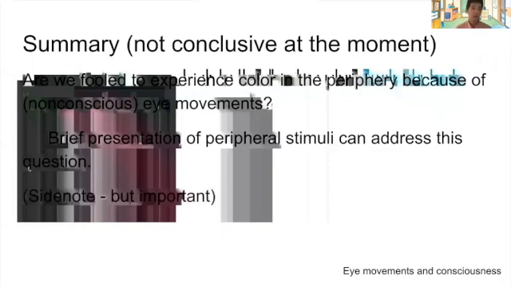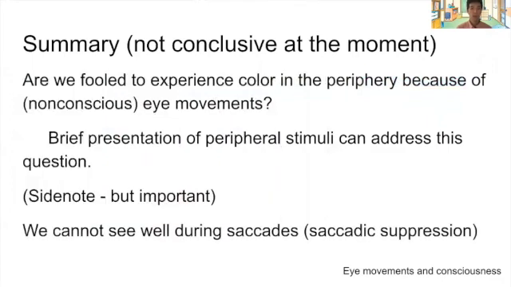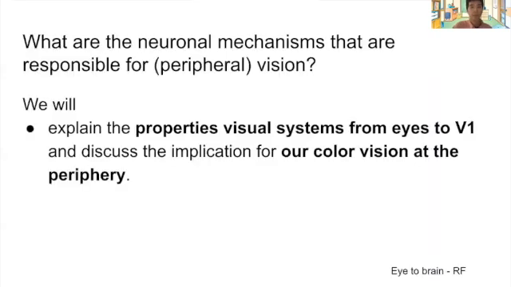Okay. And then as a side note, I would say that we cannot see well during the saccade. This is saccadic suppression. And as I emphasized, saccadic suppression should be happening at the beginning and the end of every one of the 3 saccades per second, but we don't see it. What we are experiencing is, in a sense, an edited world. How this experience comes about is really one of the hard problems that we are now getting closer to. So the next part of the video is going to talk about the neural mechanism of peripheral vision.